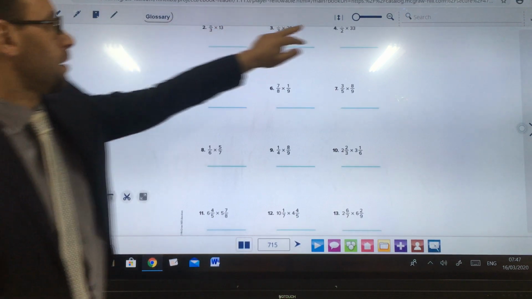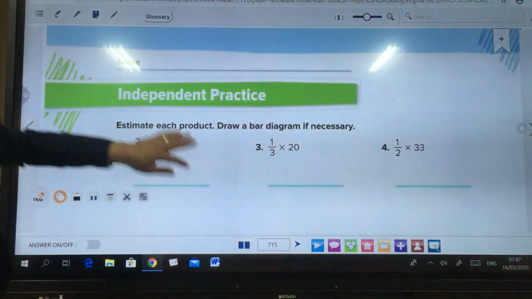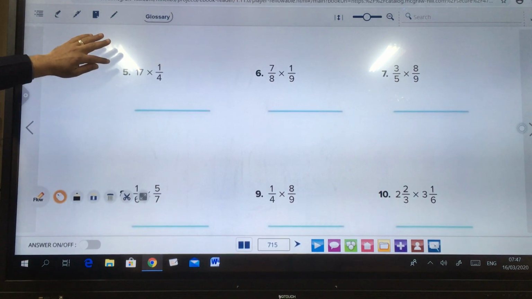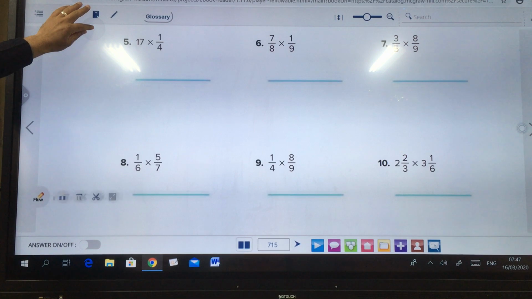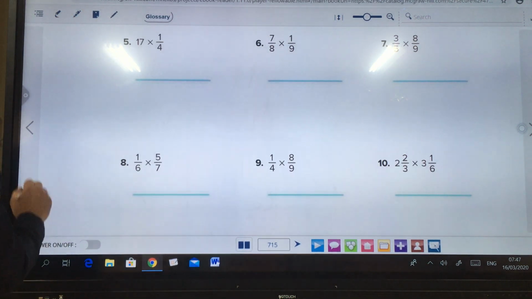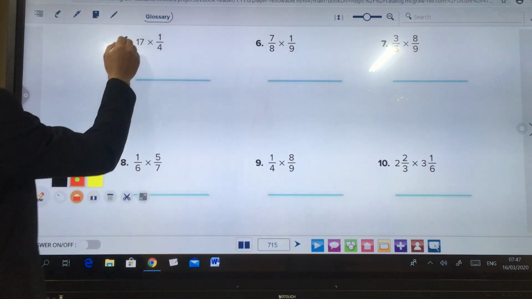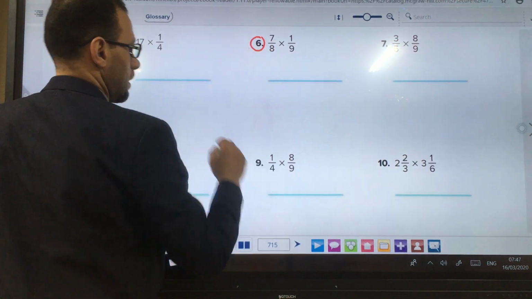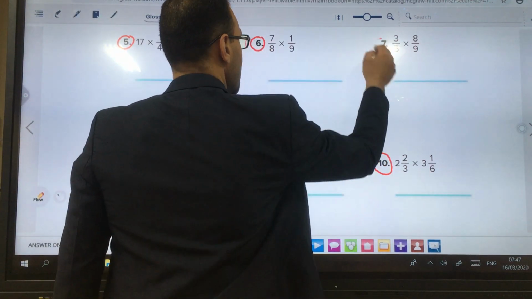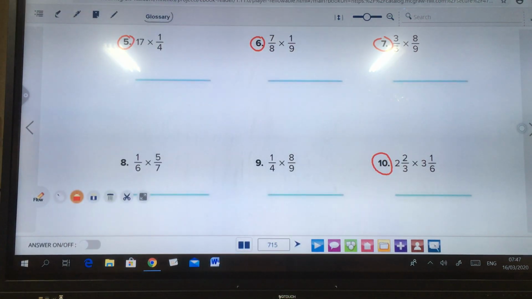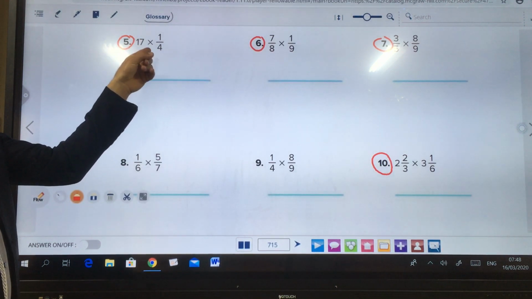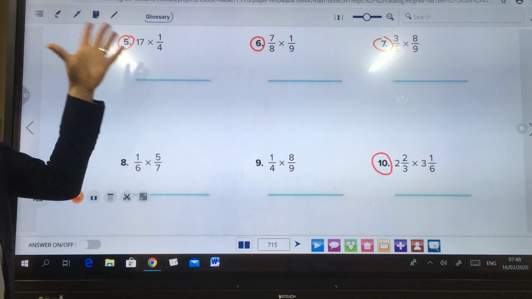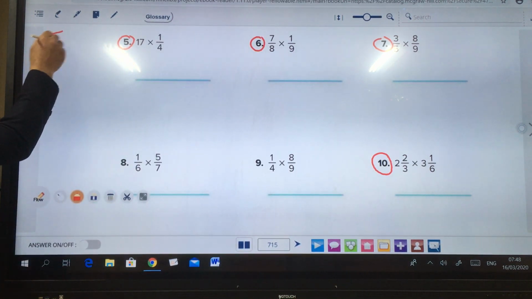We are going to solve number 5, 6, and 10, maybe 7 too. It's okay, the others will be your work. This one we studied yesterday: how to multiply a whole number by a fraction. We have to estimate. Remember, the question is to estimate.